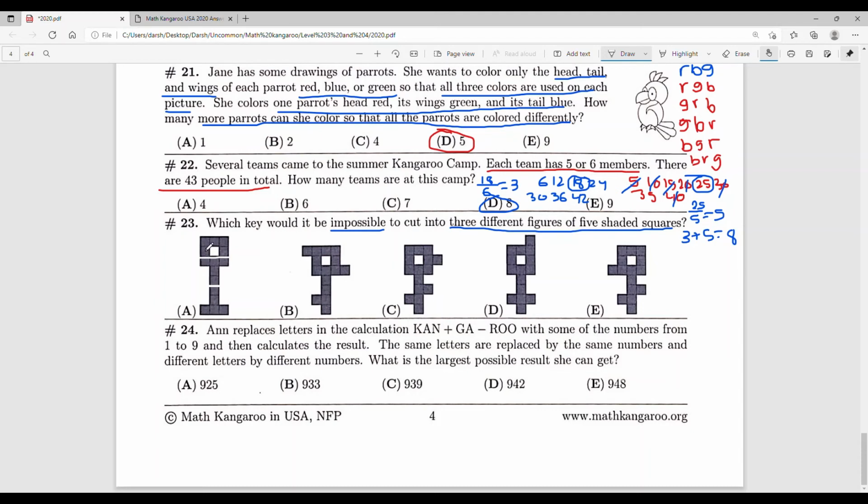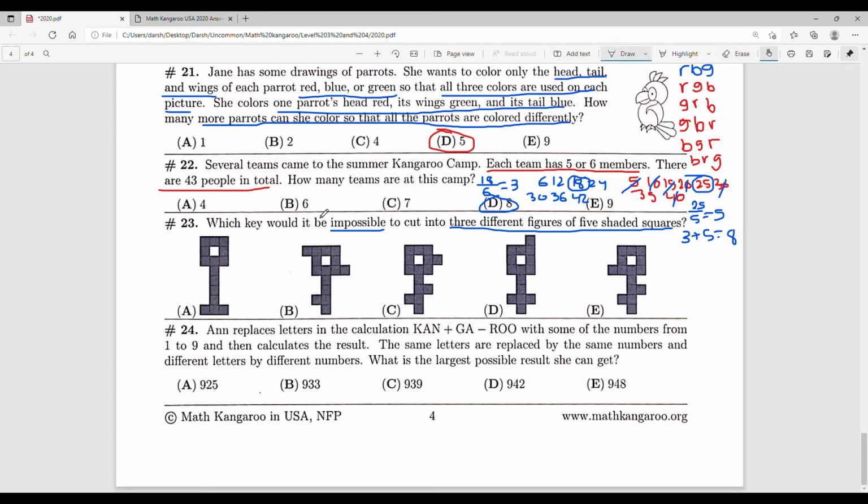So 1, 2, 3, 4, 5. Each of these has 5. So, okay, it says 3 different figures. So we know this isn't a possibility, since these 2 are the same. So is there any other different way we can cut it?